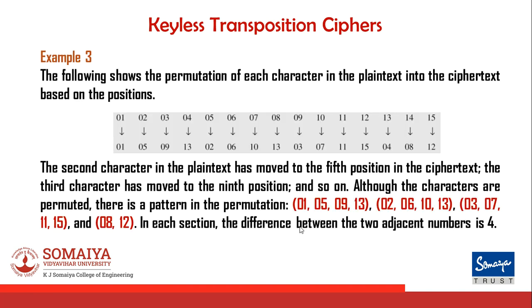So in keyless transposition, we can show the position changing. First goes to fifth, second goes to the fifth, third will move to the ninth, and fourth moves to the thirteenth. This is the way we are providing it. If I consider this particular example, there is a pattern: 4, 4, 4. If I consider 1, 4, 9, 13, the difference comes out to 4, in one of the examples considered.